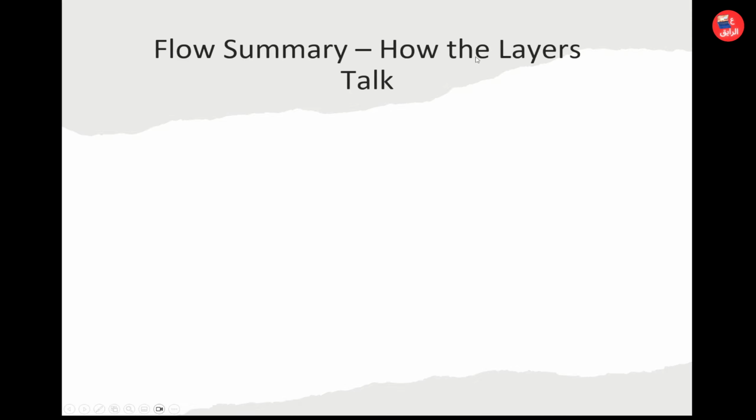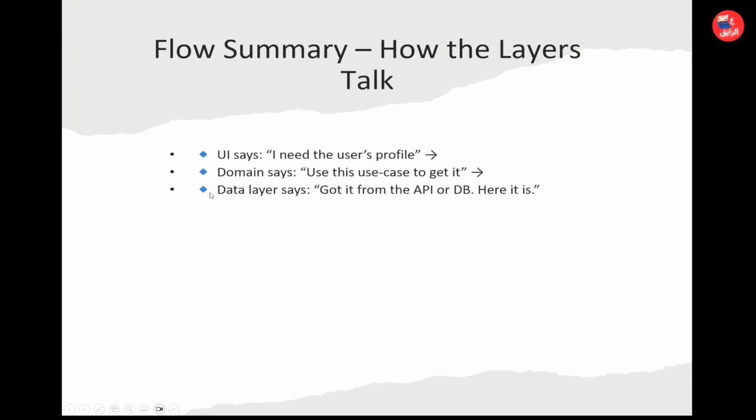The flow summary: how the layers talk. UI says, I need the user's profile. The domain layer says, use this use case to get it. Data layer says, got it from the API or local database. Here it is. And the result goes back to the user interface. This separation gives clean, testable, maintainable code.